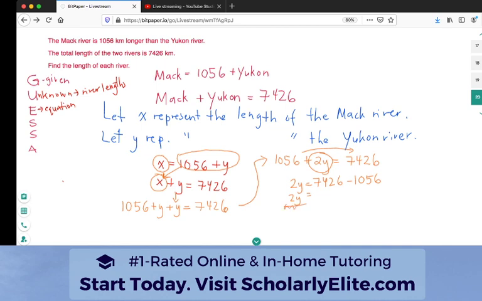So now what I want to do here is get this answer, which is 6,370. And then we're going to solve for that. So we go y equals 3,185. And this is only the answer in part, because this here is the length of the Yukon River.